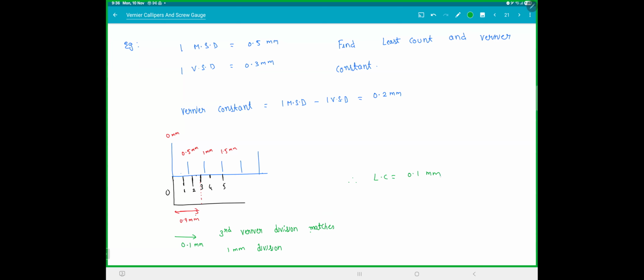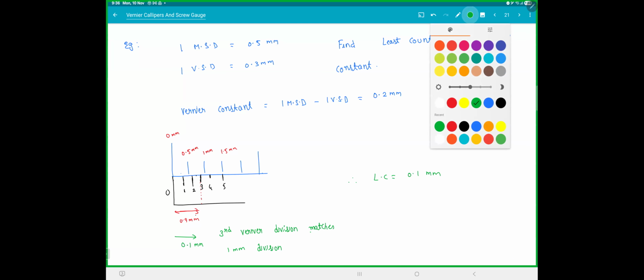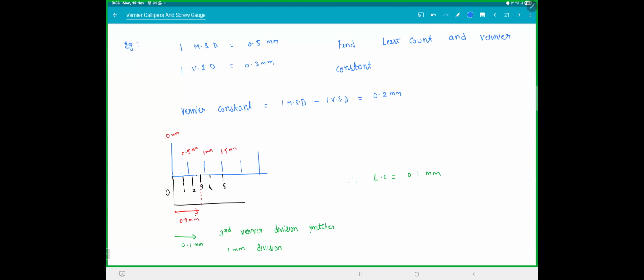Clear with this? So be careful. Vernier constant and least count are not the same. Least count is not 1 MSD minus 1 VSD. If you go and open a standard book, you'll always find that only, because for a standard vernier calipers, it works. Obviously. The smallest measurement, so it should be even lower than this. Clear with this? So this is one way of asking.